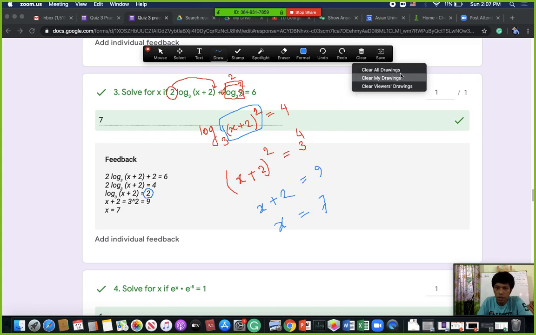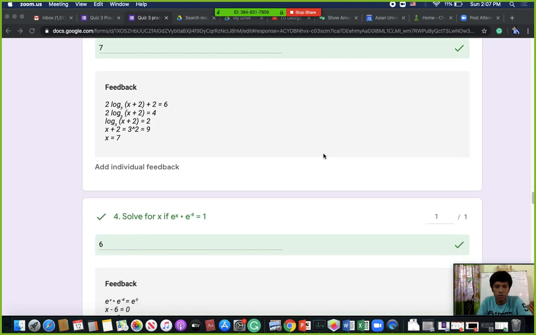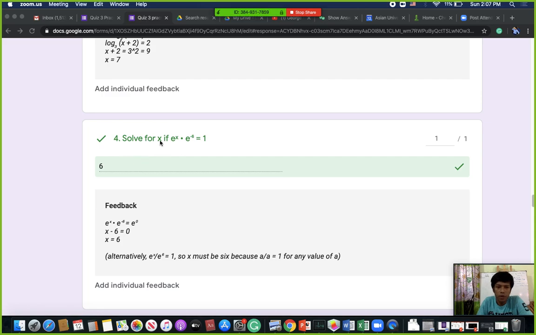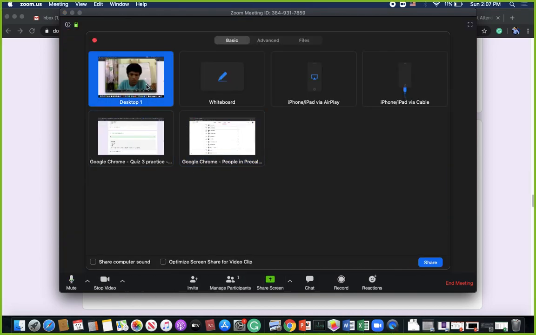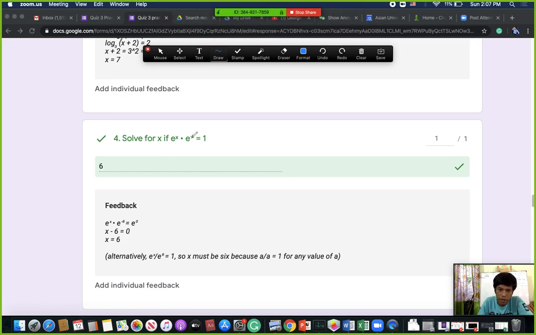So I need to clear this drawing and this also. Then this one: solve for x if e to the power x into e to the power minus 6 equals 1. We have to solve it. This math is relatively easy, because this is e and this is e, so we can write x minus 6 here, and e to the power 0 means 1.